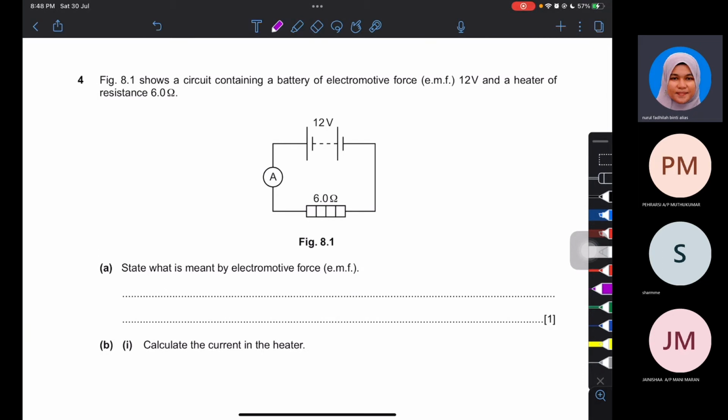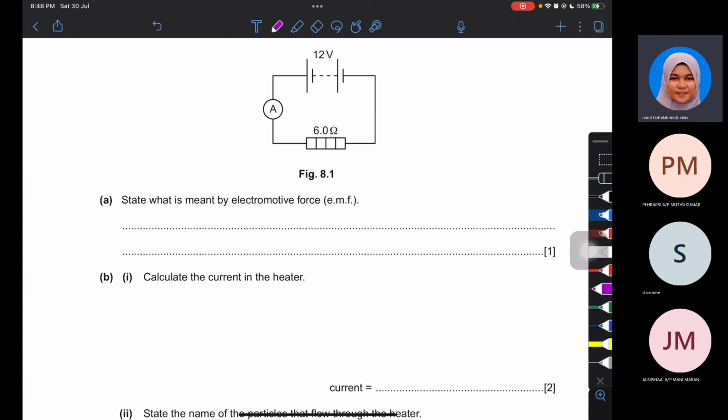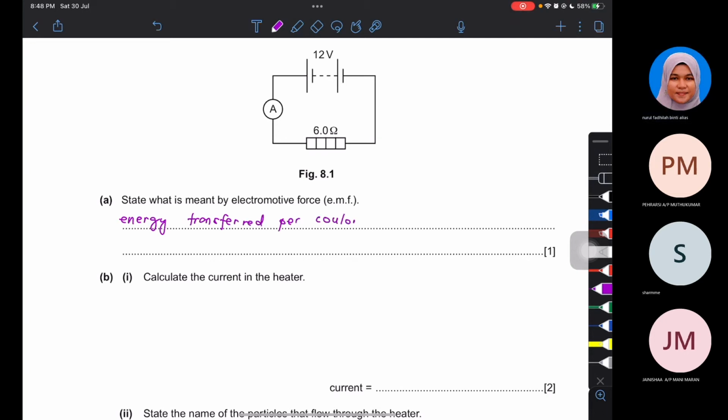of resistance 6 ohm. State what is meant by EMF. Jadi EMF tu apa? EMF is the energy transferred per coulomb ataupun per unit charge. And then okay, so kenapa? Betul macam mana energy transfer per coulomb tu from where to where?